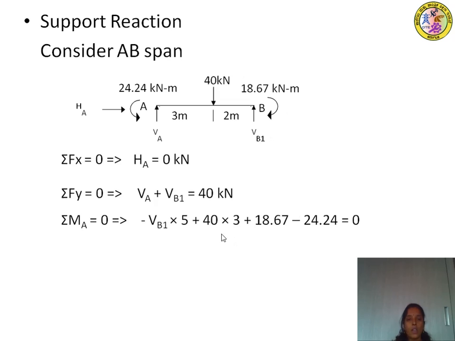So that is equal to minus VB1 into 5, because it is inducing anti-clockwise moment about A. Next, plus 40 into 3, since this 40 is inducing clockwise moment about A. Next, this clockwise moment of 18.67 and this anti-clockwise moment of minus 24.24, equal to 0. If you calculate it, you get the value of VB1 as 22.88 kilonewton. Using this value of VB1, substitute back into VA plus VB1 is equal to 40. So the VA value will be equal to 17.12 kilonewton. So those are the reactions for the AB member.